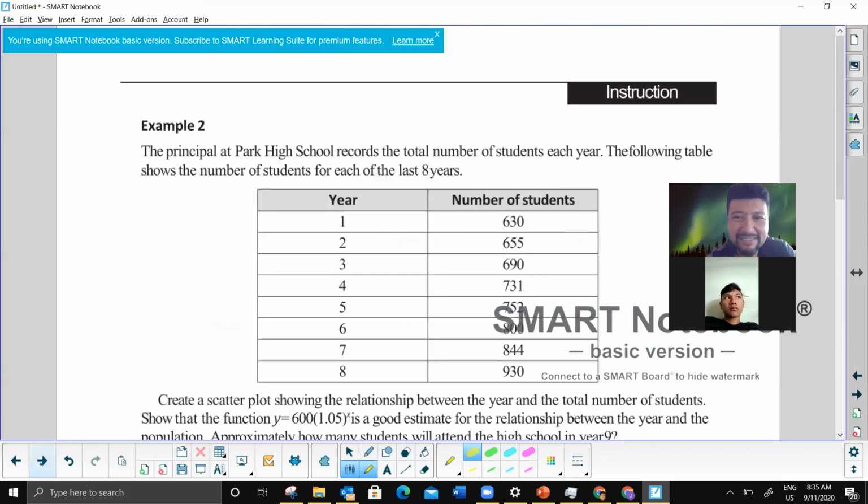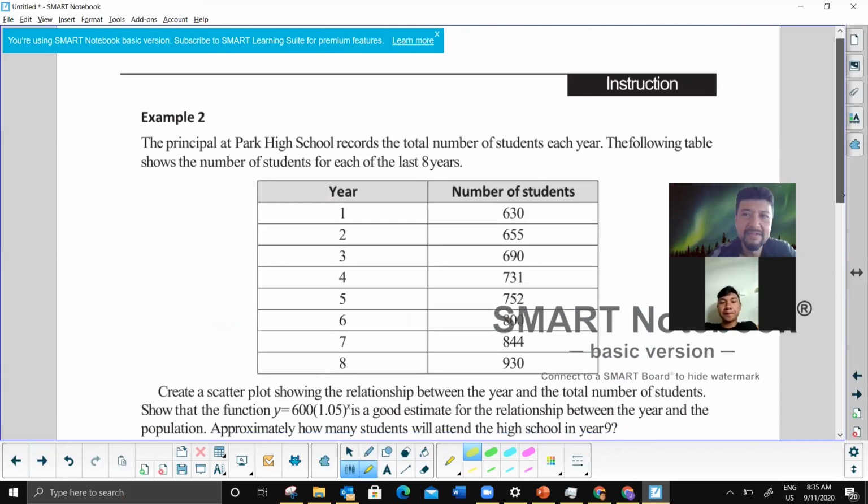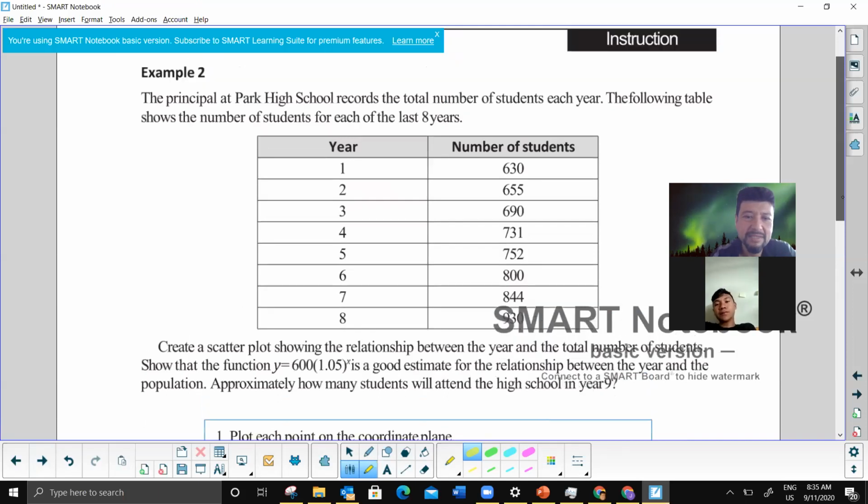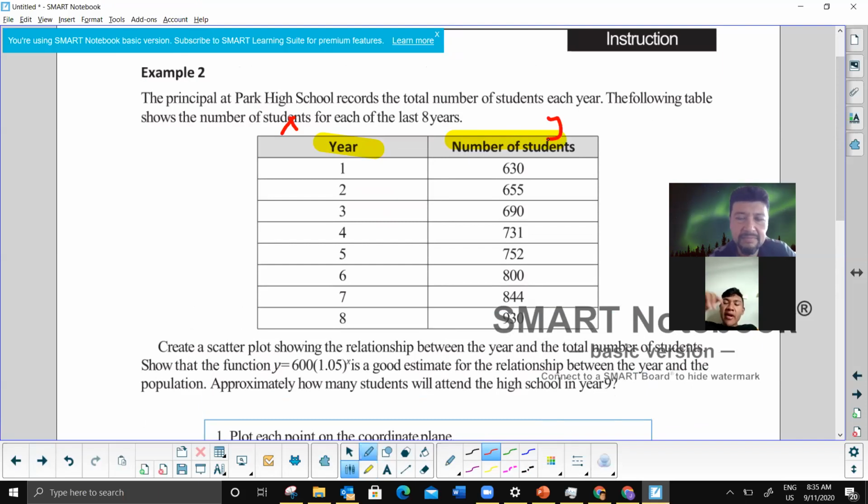All right, good. Second example. Marcus, go ahead and read what it says here. Example 2. The principal at Park High School records the total number of students each year. The following table shows the number of students for each of the last 8 years. Same thing: this is the x, that's the y-axis. Marcus, what's one of the things you notice? The numbers keep on going up with the x value.